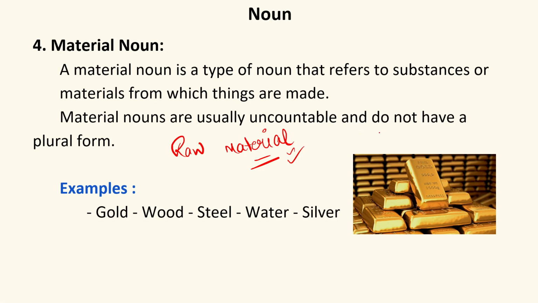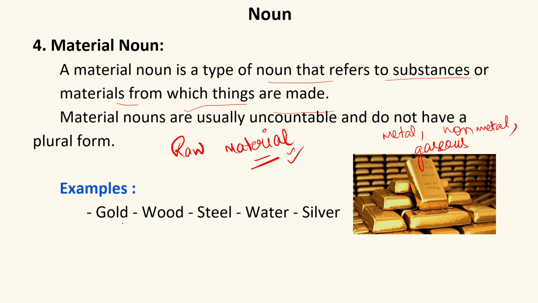Remember. One more thing, anything that is a metal or a non-metal or in a gaseous state is known as material noun. A material noun is a type of noun that refers to substances or materials from which things are made. Material nouns are usually uncountable and do not have a plural form. We can measure them, but we cannot count them. So they do not have a plural form.